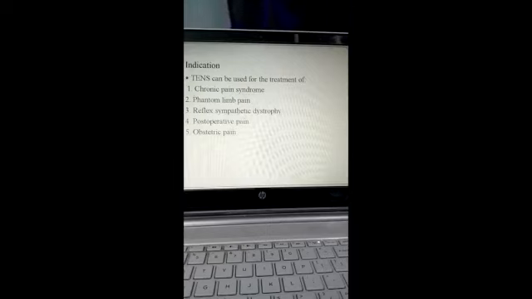Third is reflex sympathetic dystrophy. It is a disorder that causes lasting pain and it shows up after an injury. The severity of pain is typically worse than the original injury itself.